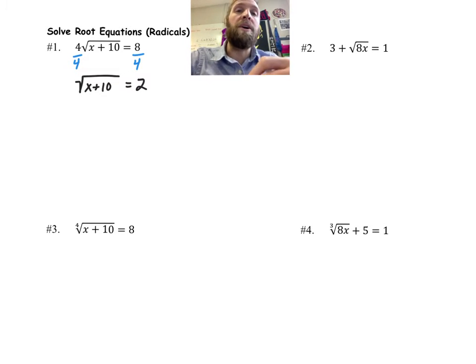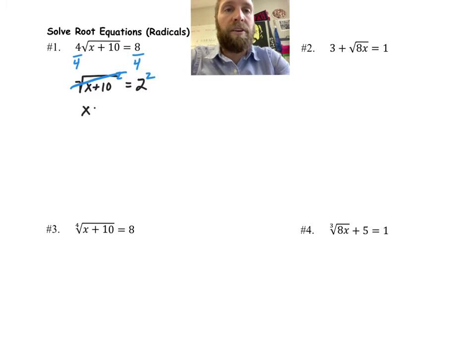Cool, at this point we want to undo the square root, so we're going to go ahead and square. Does it change the x and the 10? No, because it just undoes the square root. So square and square root cancel out. It actually will square the number over on the right, but we just bring down our x plus 10. 2 squared is now 4, and we got easy peasy middle school math to solve.